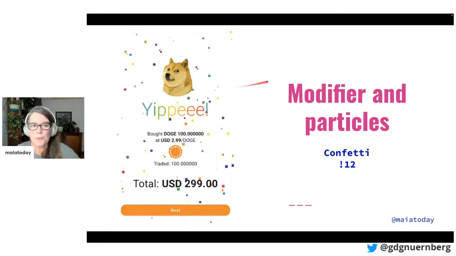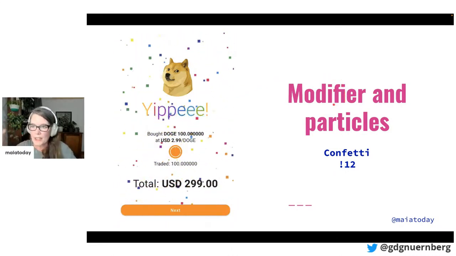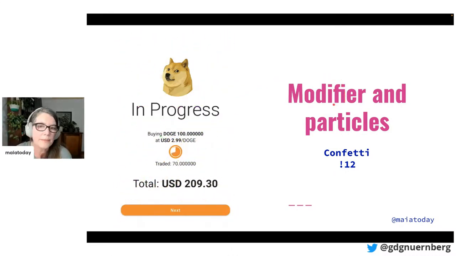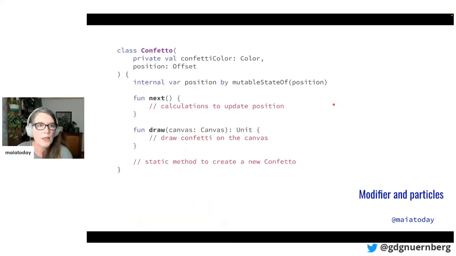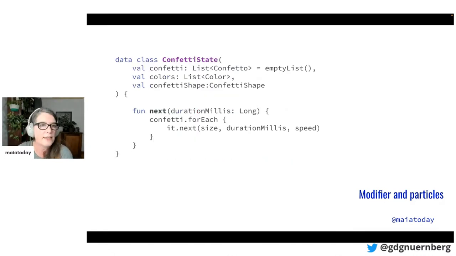The idea was that using a modifier means that I can use it on any screen, on any composable. So, an ordinary data class, a confetto is the single of a confetti. It has two methods, one to calculate its next position, and another to actually draw on the screen, either a circle or a rectangle confetti with a different color. This is just a normal Kotlin function, nothing fancy here.